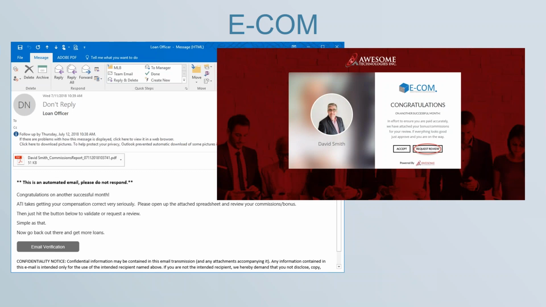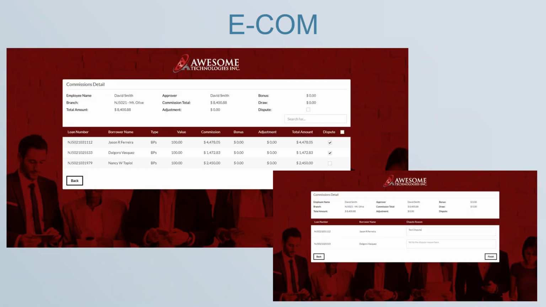Okay, jumping back to the emails. The sales or operation team member will receive an email notifying them that their commission or bonus is ready for review. If the attached document raises any concern, the end user will simply click on Request Review to document their feedback. When the user requests a review on their commissions, they have the option to review a specific loan, any of the adjustments, or perhaps point out a missing bonus or have a second check at the draw recoup that's been applied.